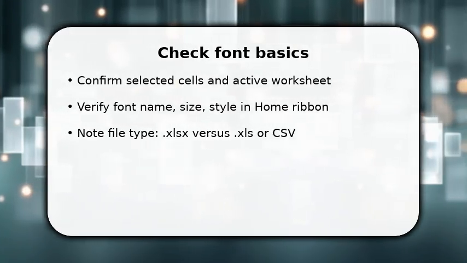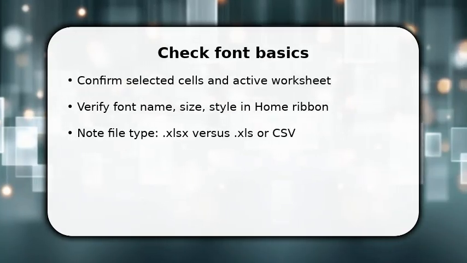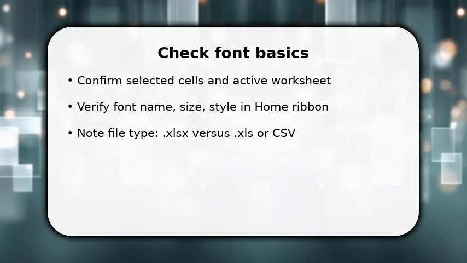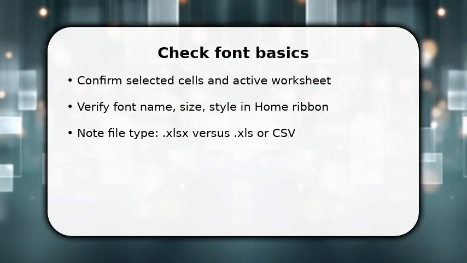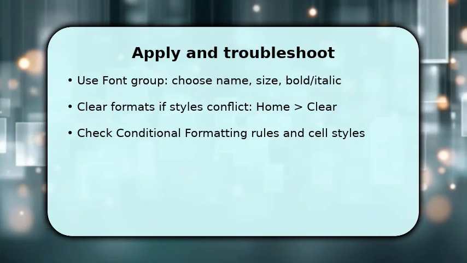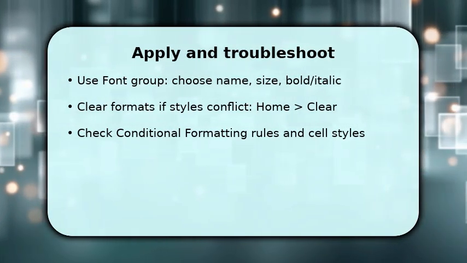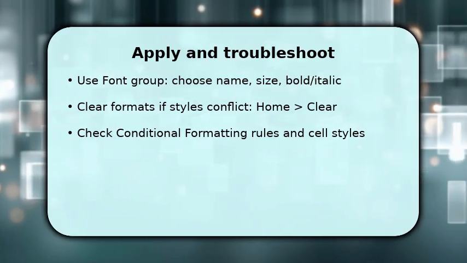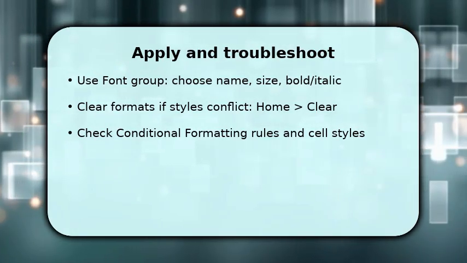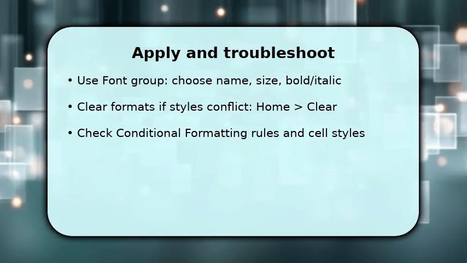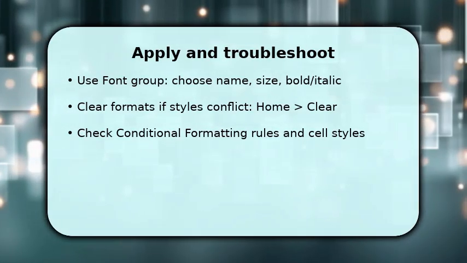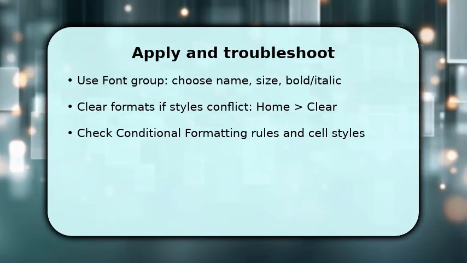Make sure add-ins or shared workbook modes aren't locking formatting. If they are, disable them temporarily to proceed safely. Now apply changes directly via the font group. Select the desired font name, size, and any bold or italic styling. If results don't stick, clear existing formatting with Home, Clear Formats, to remove conflicting styles. Once cleared, reapply the font.